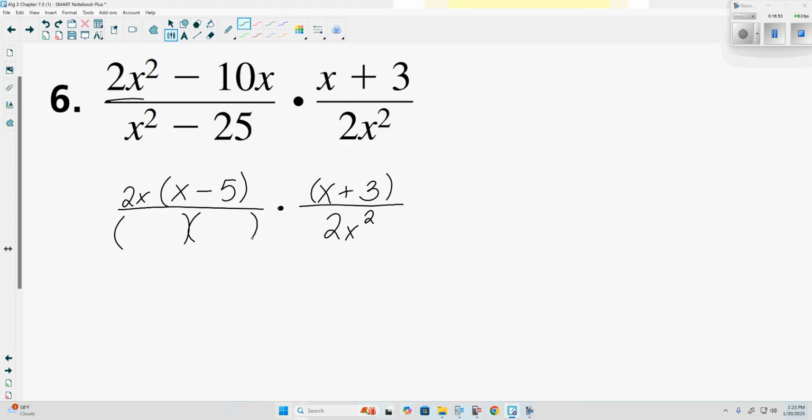The denominator is x squared minus 25. No greatest common factor, but it is what? A difference of perfect squares, yes? Because x times x is x squared. What times itself is 25? So this would factor to what? X plus 5 and x minus 5.